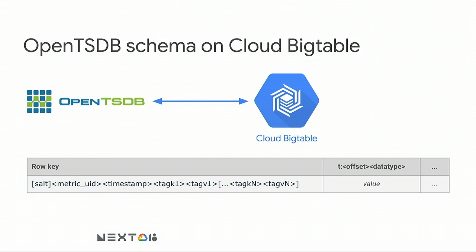OpenTSDB chose a particular schema to support on Bigtable. And here you can see the row key itself is quite complex. It includes the metric, a timestamp, and key value pairs for the tags. Note that in front of the row key, they added a salt. This is to help distribute the load, such that if you have metrics that maybe have similar keys, you don't hotspot since we're keeping everything in sorted order. And then the data is stored in the different cells of the columns of that row.